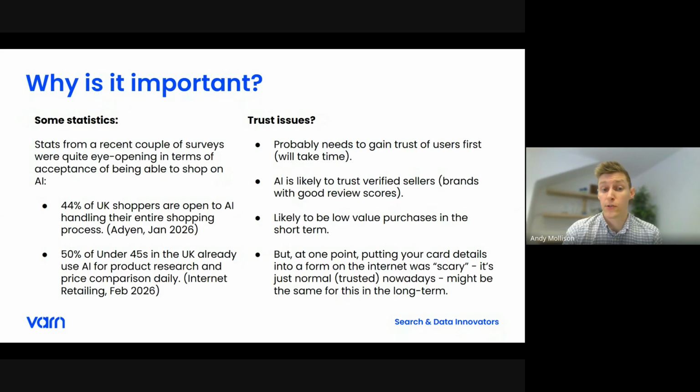It's also likely to use trusted, verified sellers. Again, anyone can sell anything online, but why should AI recommend you? It's going to need to know that you're a reputable brand with good review scores and so on, and availability and that kind of stuff.